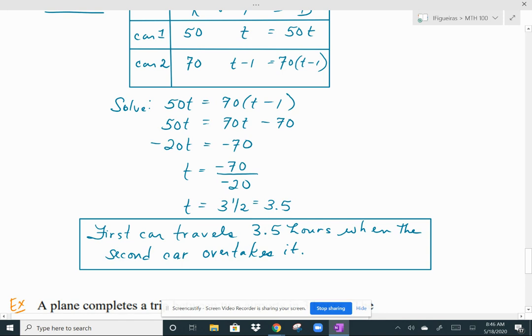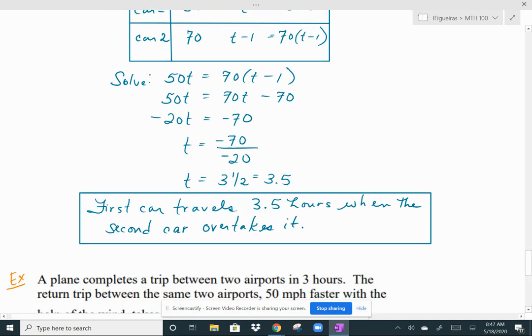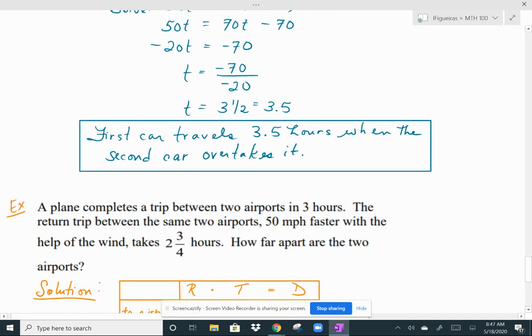If they had asked how long it would take the second car to catch up, you would have had to subtract 1 from 3.5, and you would have said that the second car took 2.5 hours to overtake the first car. So again, always go back and make sure you're answering the question. All right, so here's another one.